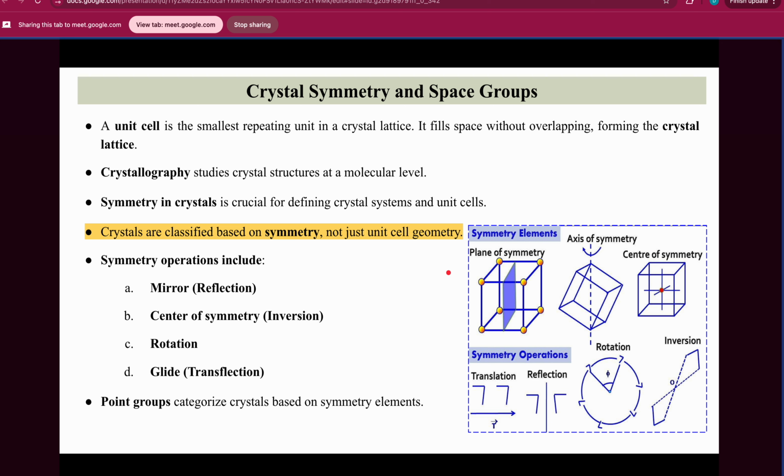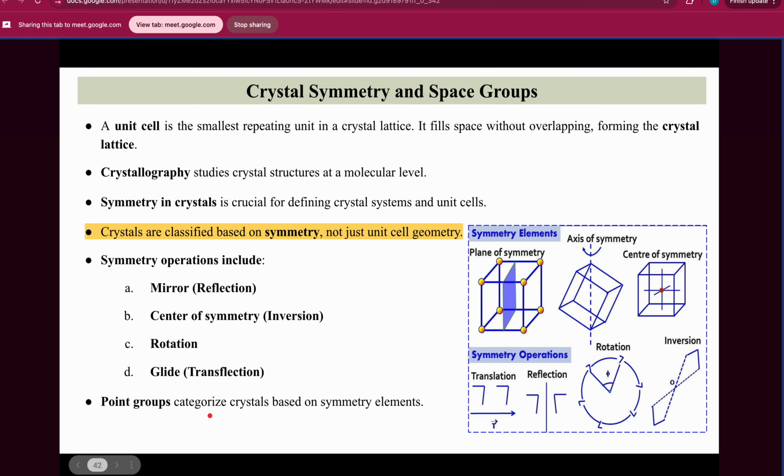Okay, so depending on that, what are the different operations which can be performed on them? Those crystals can be classified on the basis of that. So symmetric operations include mirror, which is reflection, center of symmetry, which means inversion, rotation, and glide. One by one, we'll go through these operations also.